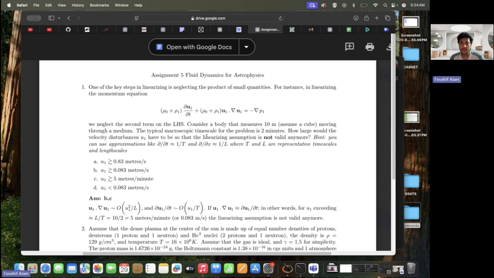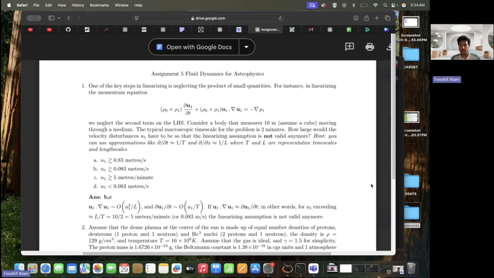The next question says, one of the key steps in linearizing is neglecting the product of small quantities. For instance, linearizing the momentum equation: rho naught plus rho 1, del u1 del t, plus rho naught plus rho 1, u1 dot grad u1, equal to minus grad p1. Okay.